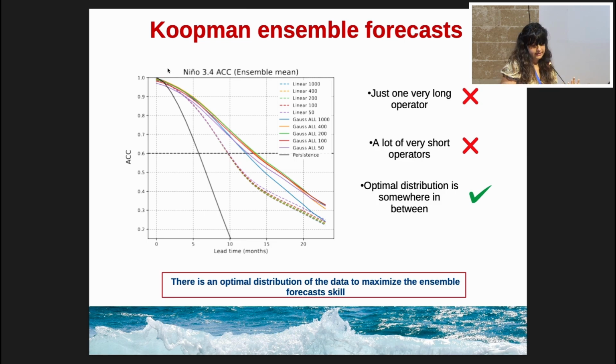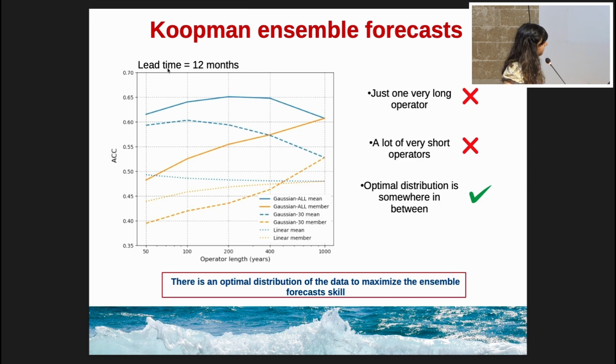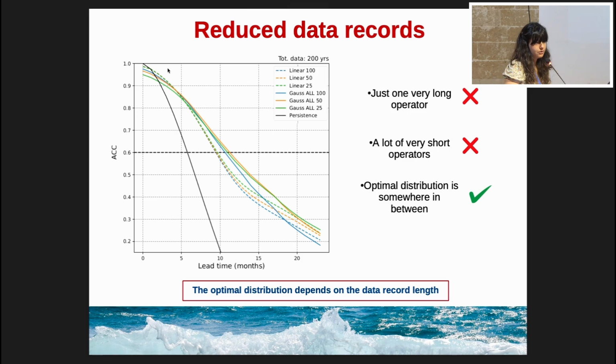So what do we get? What we know in theory is the best it is performing. Of course, we did this for 2,000 years of data, but we know that we will never ever have 2,000 years of data. So this optimal distribution is dependent on the total length of our data record. And we have repeated this for shorter, reduced data records. In this case, it's for 200 years of data, and we can see that the best performance here is using operators that are 50 years long. So mainly what we get with this is that if we have a determined amount of data, there is an optimal distribution of using it for getting the maximum skill.